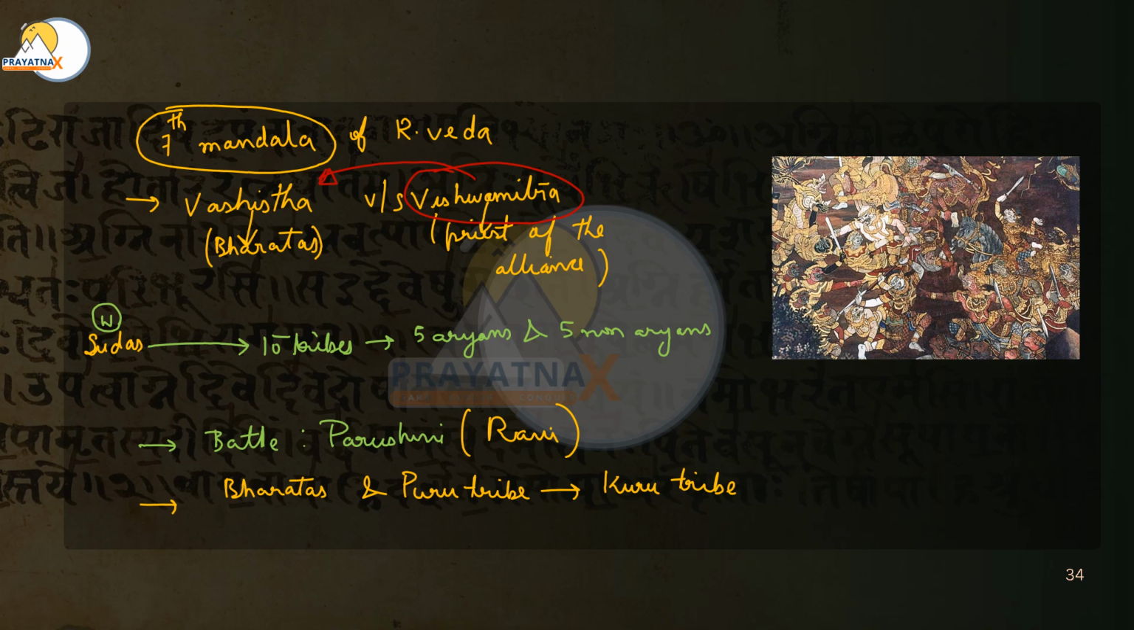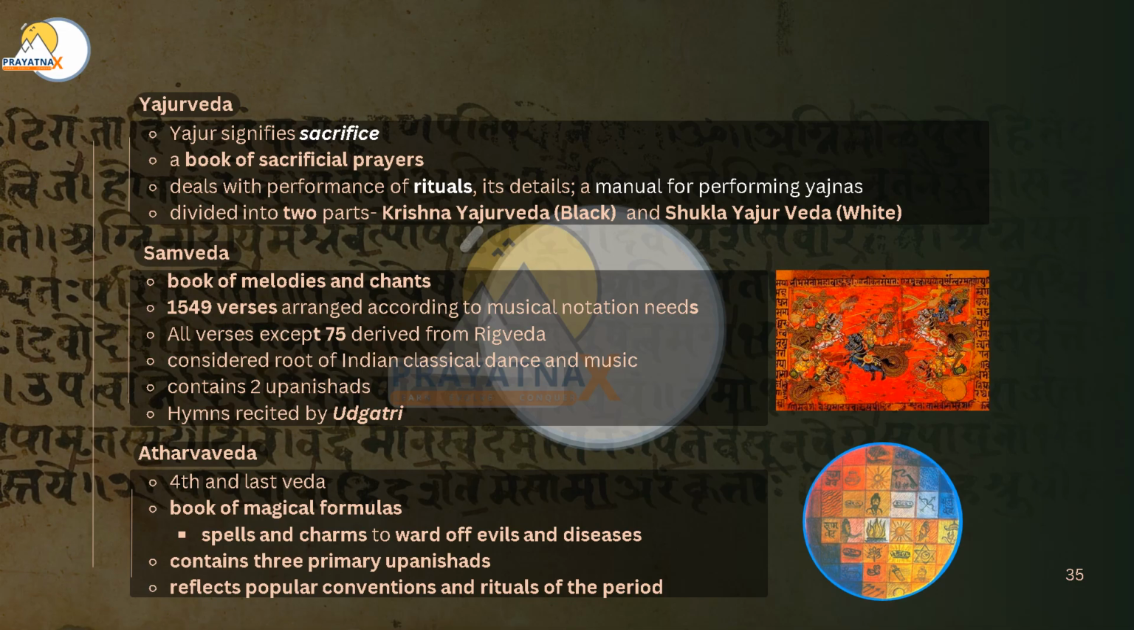Now, moving on to the next Veda. Now, Yajurveda deals with the performance of rituals. It is also called the book of sacrificial prayers. Now, the term Yajur signifies sacrifice. Now, it basically contains details of how to perform the yajnas, which is why it is called a book of sacrificial prayers, as it deals with the performance of rituals.